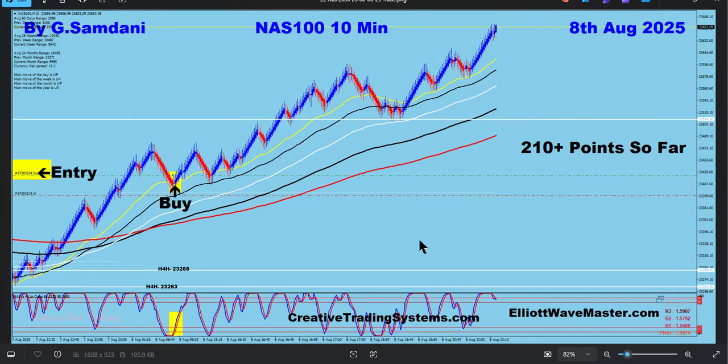So these are the trades that happened last week. Probably like, I don't know, maybe 15, 16, something like that. So this is it for now.